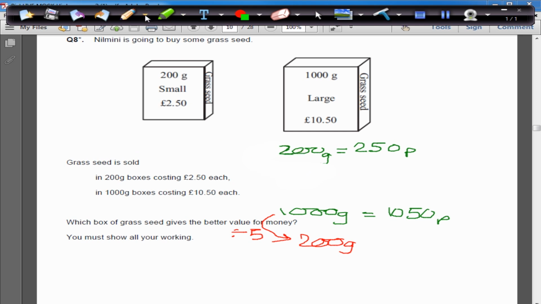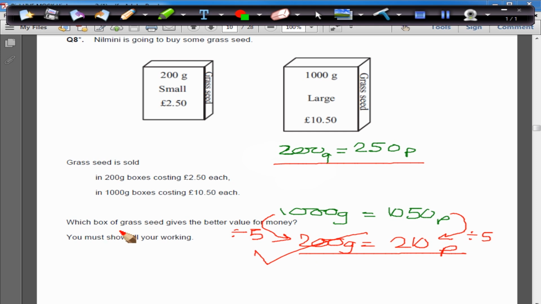Right, let's do that then. If you divide this side by 5, we have to divide this side by 5. So 1,050 pence divided by 5 will give us 210 pence. Now straight away we can see the large box gives you better value for money, yes? Why? Because it costs you less. So this 200 grams will cost you 250, this 200 grams will cost you 210, so this is cheaper, that one. So which box of grass seed? We have to say the large one.